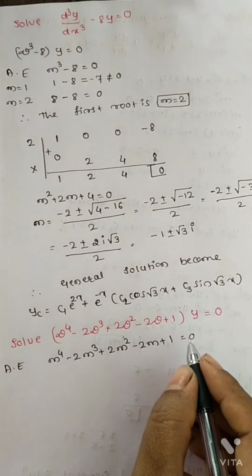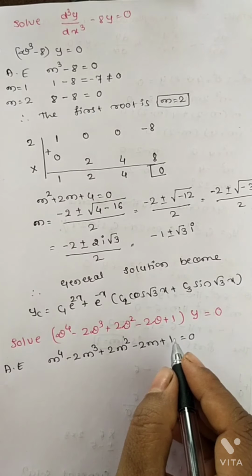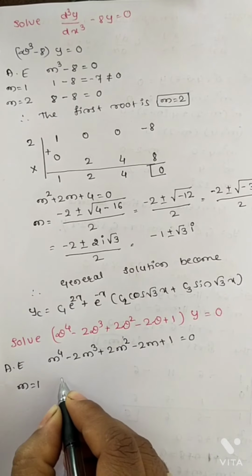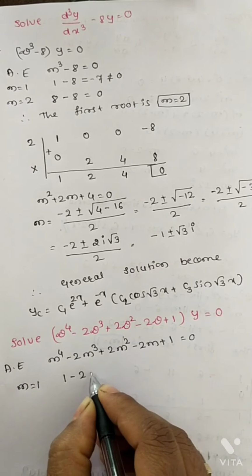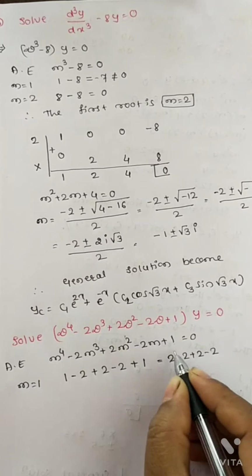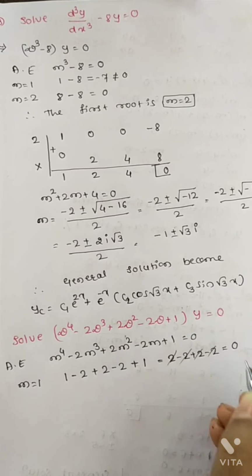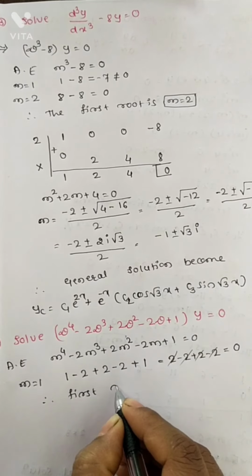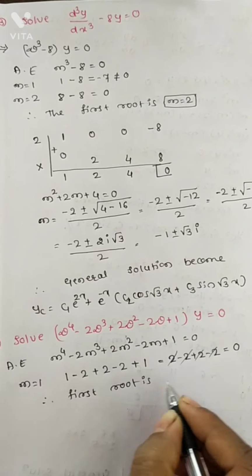Now after this we have to take the inspection method by substituting m is equal to 1. 1 minus 2 plus 2 minus 2 plus 1 is equal to plus 1 minus 2 plus 2 minus 2 plus 1, which is 2 plus 2 minus 2. The values get cancelled, it is equal to 0. Therefore the first root is m is equal to 1.